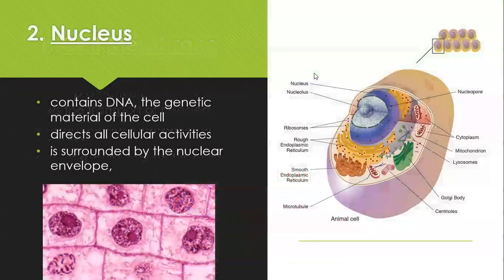The nucleus. The nucleus contains the DNA and genetic material of the cell. The nucleus is kind of the brain center and reproductive center of the cell. It regulates a cell's metabolism, which are all the chemical reactions that are occurring in the cell. It directs cell activities, and it is also surrounded by a membrane. Sometimes the membrane that surrounds the nucleus is called the nuclear envelope.